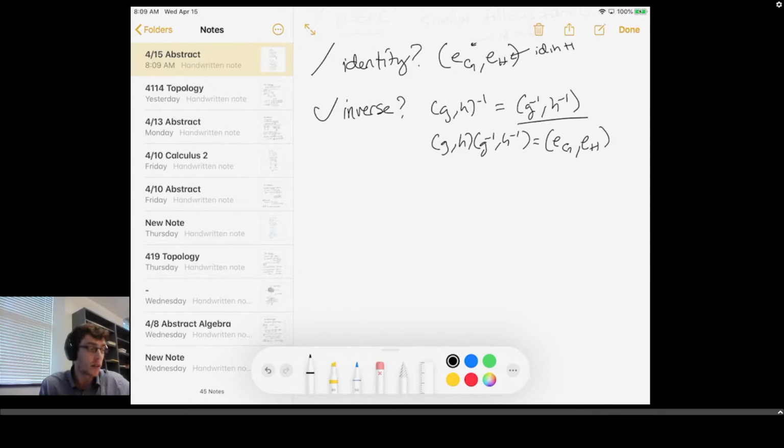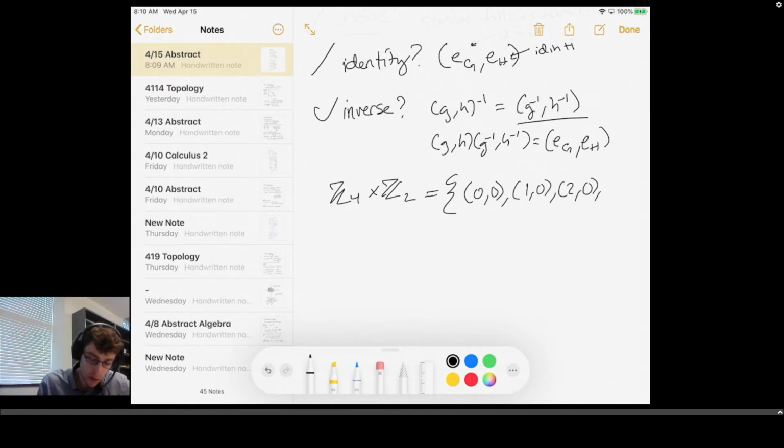So first, let's look at this example that you guys were given. It was Z4 cross Z2. Just want to make sure I had the right factors in each. The way I list these out is I fix one coordinate at a time. Your left coordinate can range from 0 to 3, and so I do all the ones with 0: 1, 0, 2, 0, 3, 0. And then your Z2 coordinate can also be 1, and you list them all again.